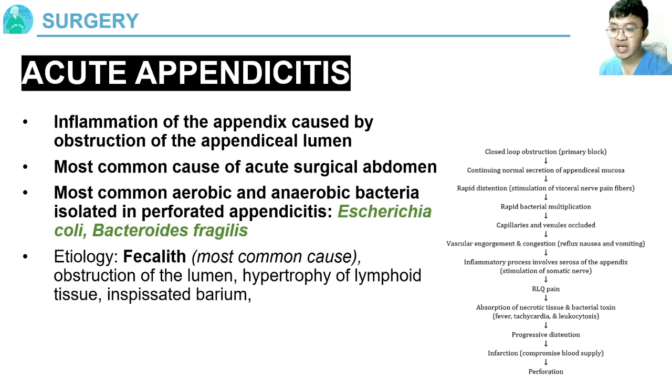Etiology, most of the time, it's usually due to a fecalith which has obstructed the appendiceal lumen, causing hypertrophy of lymphoid tissue. As it distends, as it dilates, it's going to outgrow its blood supply. If there's no blood supply, there's going to be an area of ischemia.